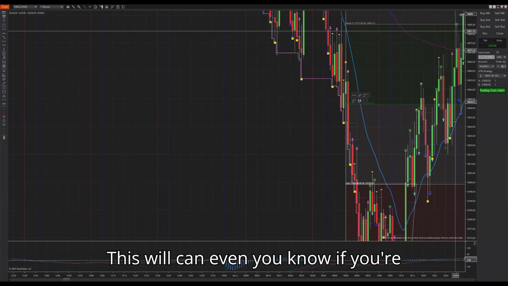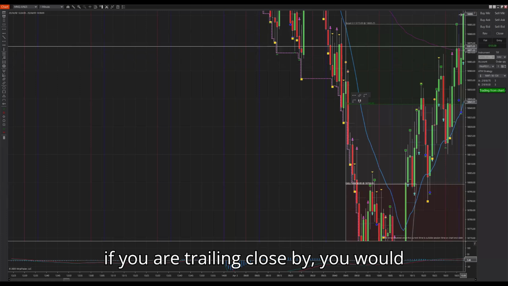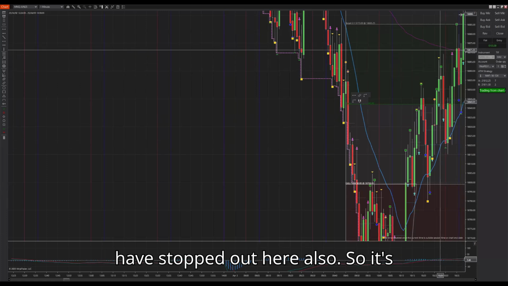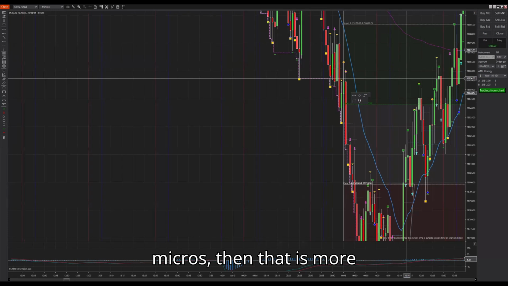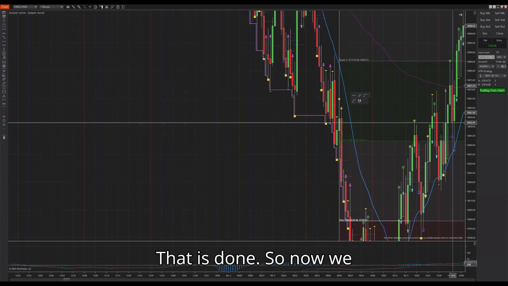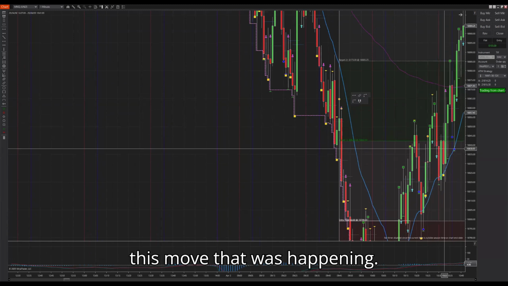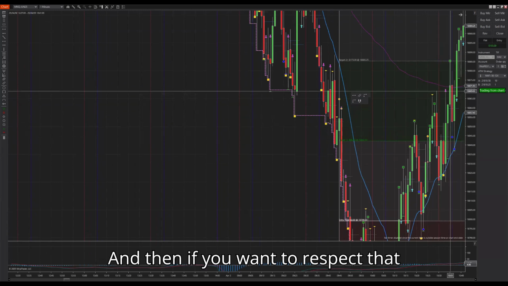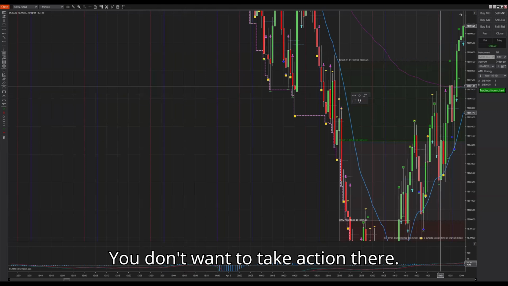This can even, if you're trading minis, stop you out or even blow your account because of the trailing maximum drawdown limit. So if you're trailing close by, you would have stopped out here also. So it's tricky. You should just stick with micros, then that is more manageable. That is done. So now we have given this signal here based on this move that was happening. And then if you want to respect that and under such a strong reversal, you don't want to take action there.